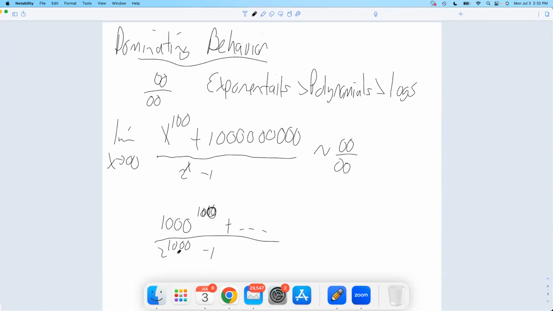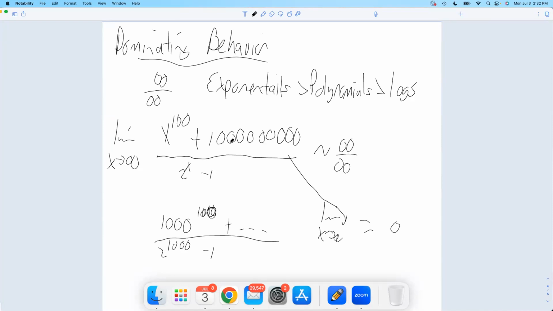The bottom is going to be much bigger than the top. The bottom is going to dominate. Any exponential is going to beat any polynomial. So I know just glancing at this that the limit of that stuff is going to equal 0. If the bottom wins, the answer is 0. If the top wins, then the limit's infinity or negative infinity.